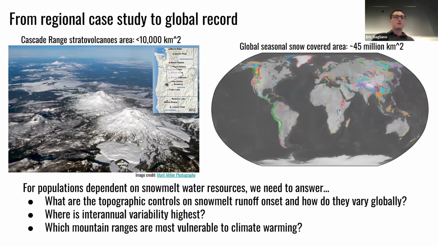But for populations dependent on snowmelt water resources, we need to scale up our methods to answer some important questions. So I put some of them here that we're going to try and answer in the later part of today's talk. What are the topographic controls on snowmelt runoff onset, and how do those vary globally? Where is interannual variability highest? And which mountain ranges are most vulnerable to climate warming? So this data set, if we could create it, could be incredibly useful for the cryosphere, hydrology, and climate communities, but building it would be a large challenge.